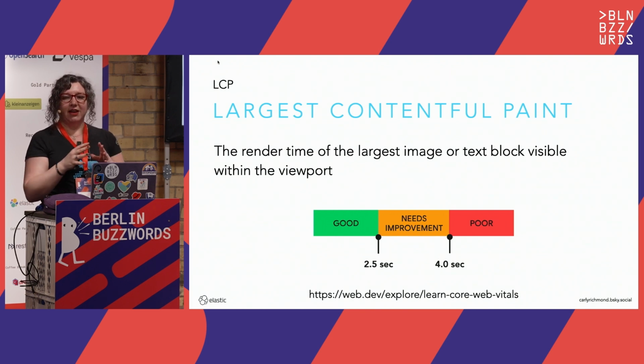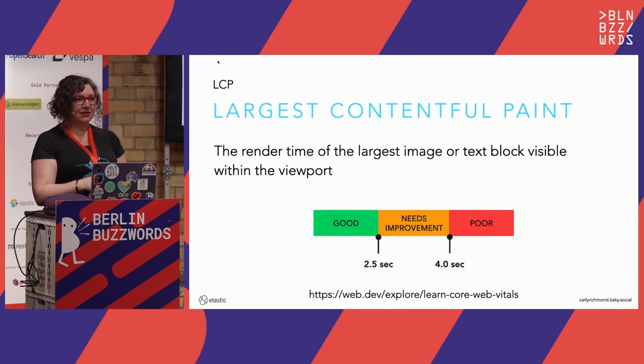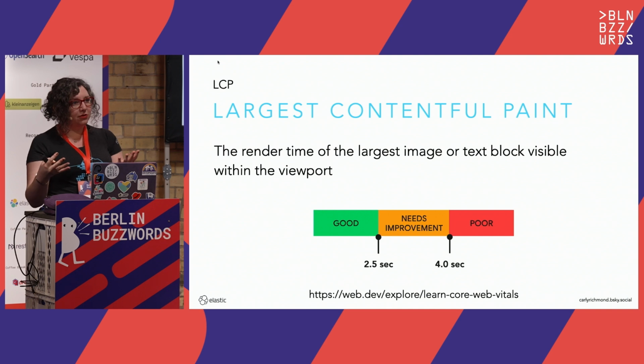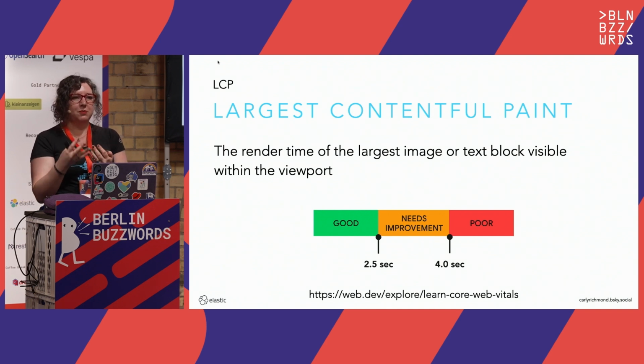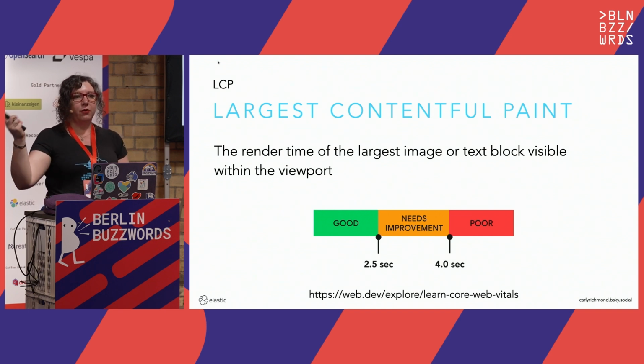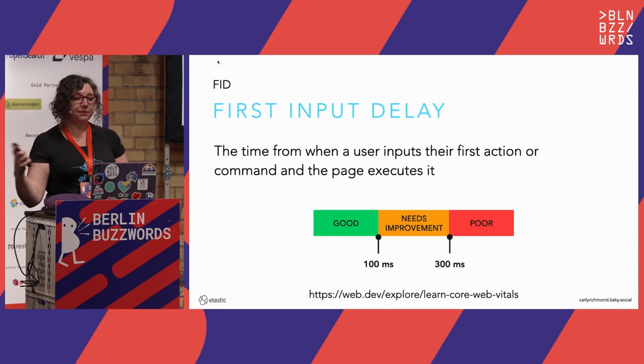It's ideally the render time of the largest image or text block visible within the viewport, i.e. the browser that you can see. And ideally, this measure should be under 2.5 seconds, because this is an important indication of, are you appropriately lazy loading artifacts that don't need to be there at the start, for example, in the loading? Are you making sure that you're giving appropriate responses to users? All these kinds of things that can stop them running off to a competitor page, for example.